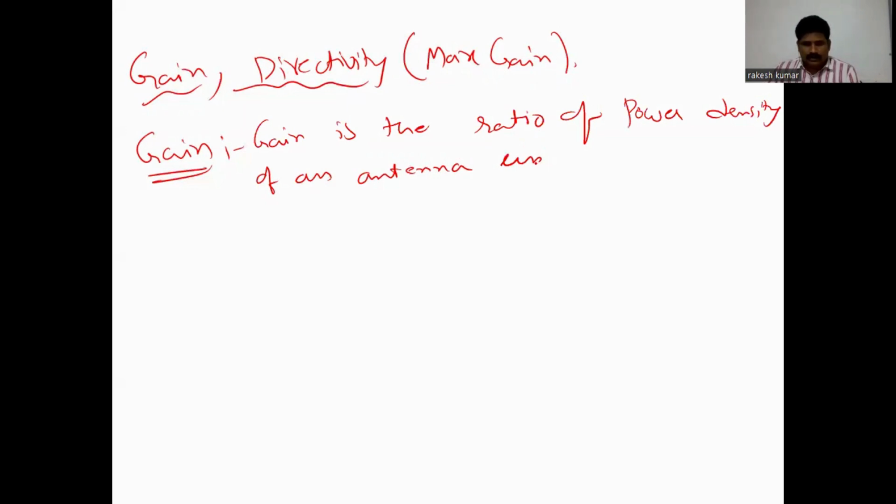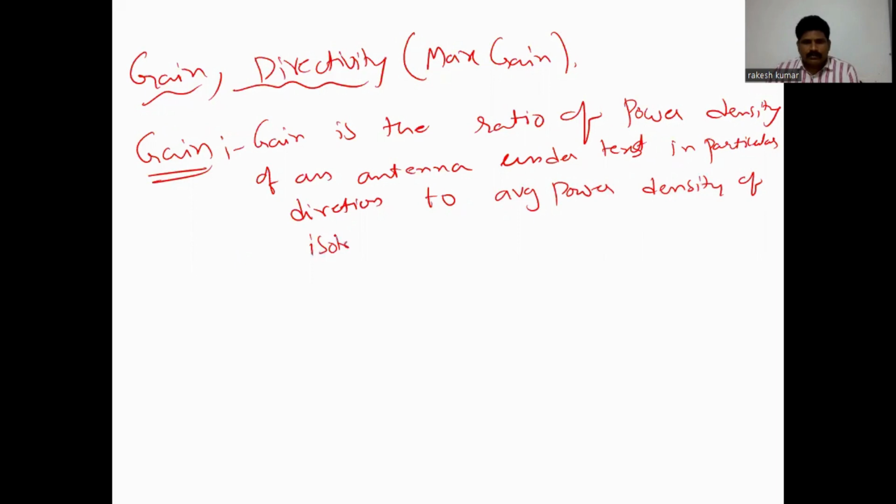Power density per test in a particular direction to the average power density of an isotropic antenna. So this is the definition of the gain.